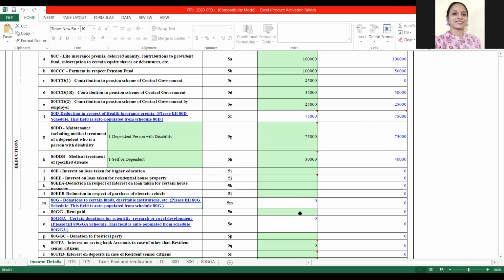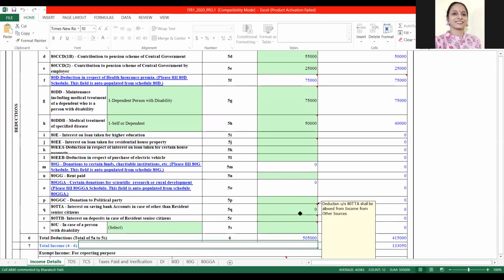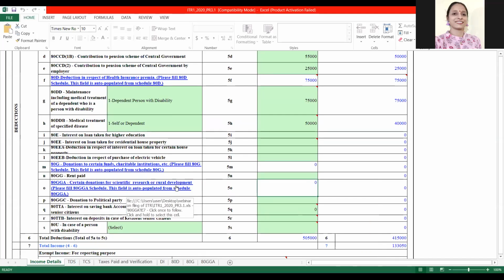Okay. Then next is 80GG, rent paid. So rent paid is basically you can take the advantage of 80GG if you are not getting the benefit of HRA. Then in that case, you can take the advantage of 80GG. Okay, donations for scientific research. Again, this will take me to the next page where, if I have done any kind of donations for scientific research purposes, I can claim that. Then donation to political party. So I simply have to enter the amount over here.